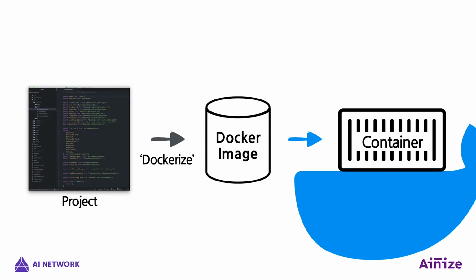A Docker image is a kind of file that comprises multiple layers that is used to execute code in a Docker container. So, if you want to create a Docker image, you should prepare a project to make an image. And we call the process of creating these container images Dockerize. Therefore, the project code runs on a Docker container, which starts with the generated Docker image.